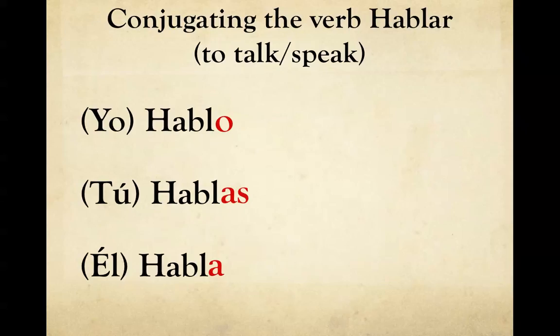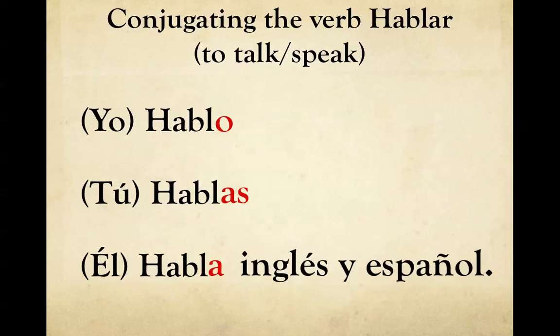So let's make a little sentence here. Yo hablo español. I speak Spanish. Pretty basic, right? Tú hablas inglés. Pretty easy. And then él habla inglés y español. So here we're able to conjugate the verb, add a little bit of a sentence, and make a complete idea. It's pretty basic, pretty straightforward. So let's move on.